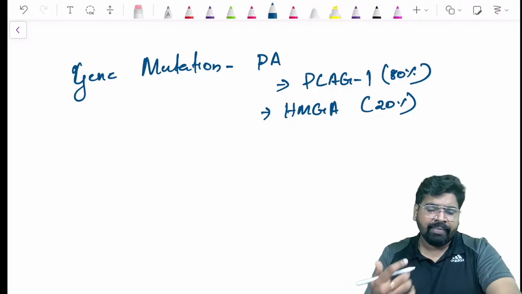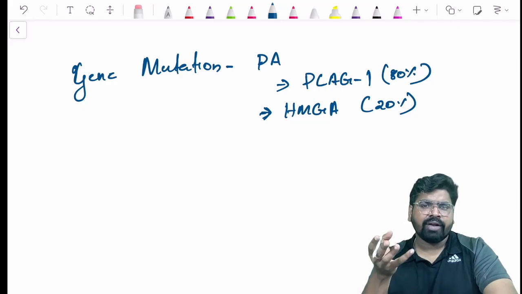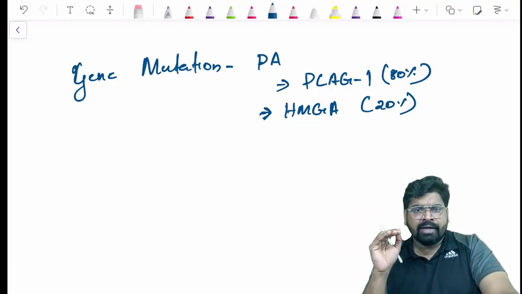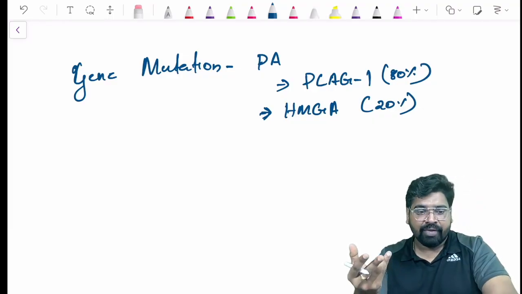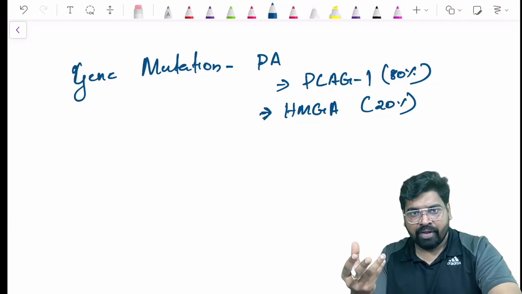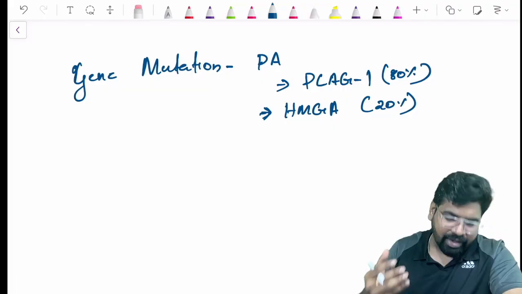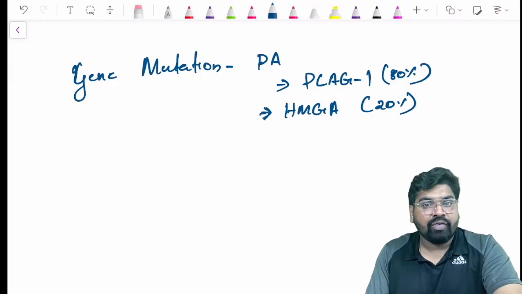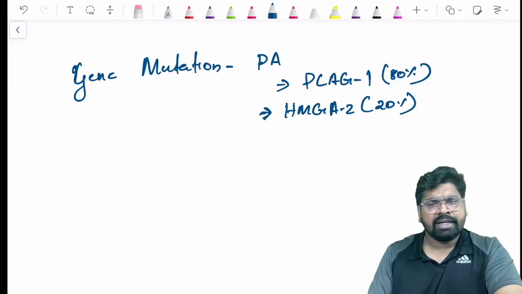So when you are learning, you should learn completely. Every student will be learning PLAG1, they will be satisfied with PLAG1, and they knew that. See how they are picking up questions. They want to puzzle you guys, they want to make you guys wrong. But we won't go wrong because our preparation is complete here. So the gene mutations are PLAG1 and HMGA2. It's actually HMGA2, but HMGA is enough.